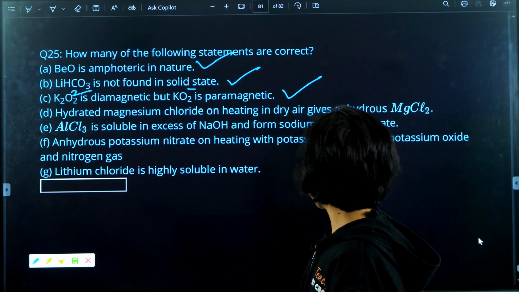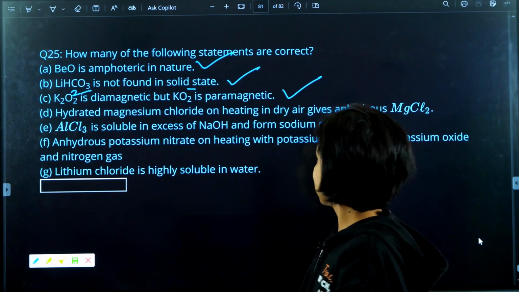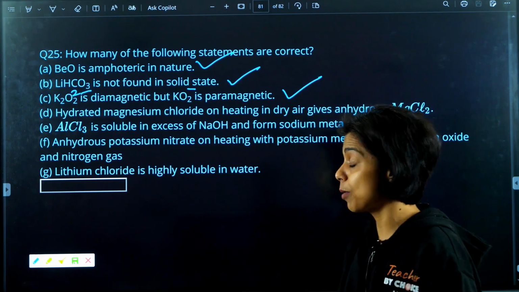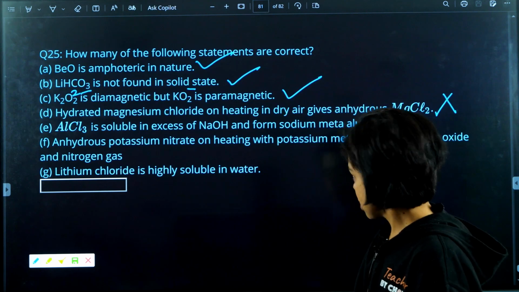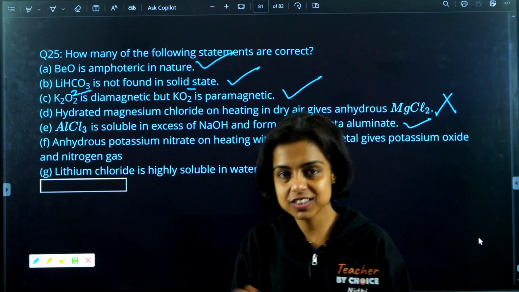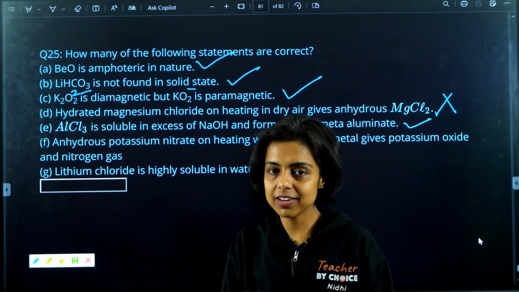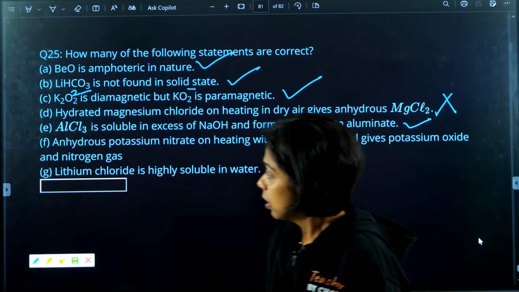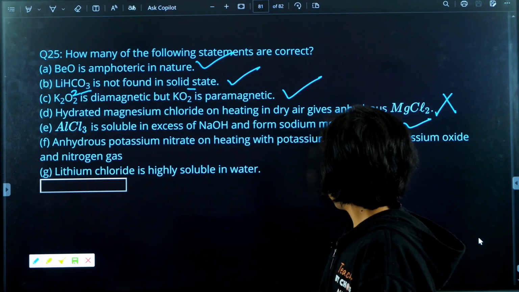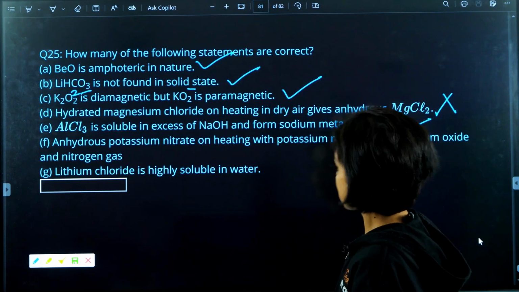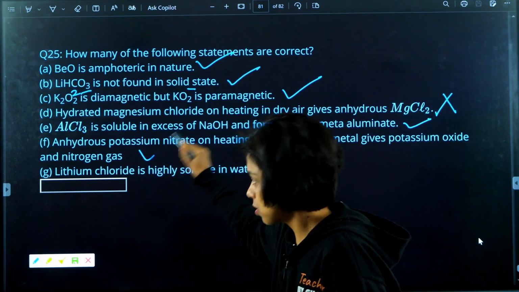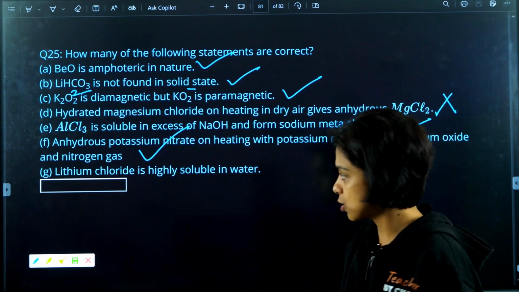Hydrated magnesium chloride on heating in dry air gives anhydrous MgCl2. No, it will give magnesium oxide. Aluminium chloride is soluble in excess of NaOH. Yes, of course. We just did it when we did that qualitative analysis question, aluminium and ferric. Anhydrous potassium nitrate on heating with potassium metal. Okay, KNO3 plus K gives K2O and nitrogen gas. This is also correct. This is the correct reaction. K2O and nitrogen gas you'll get.